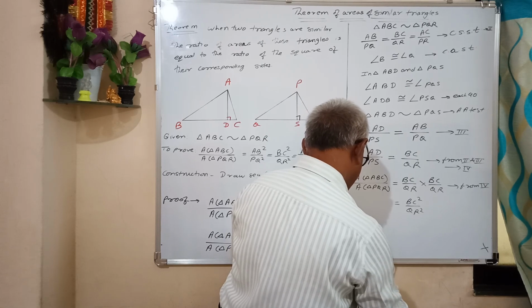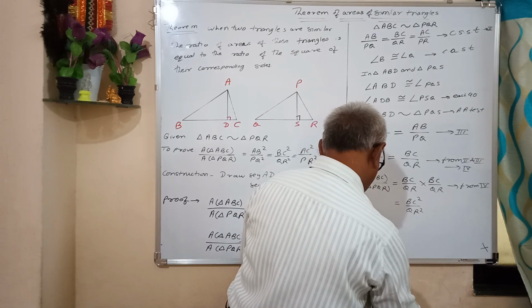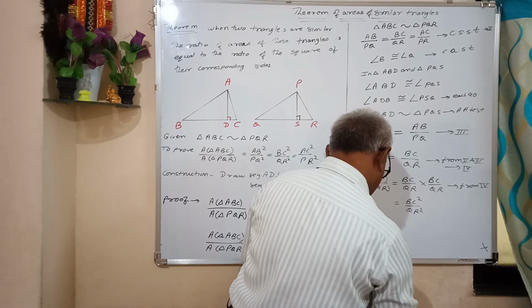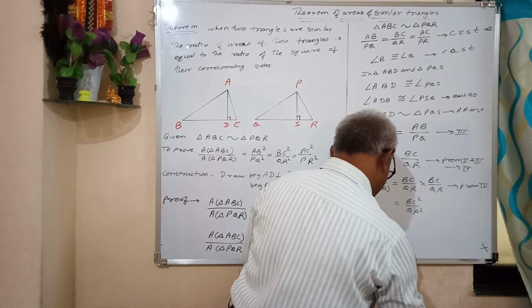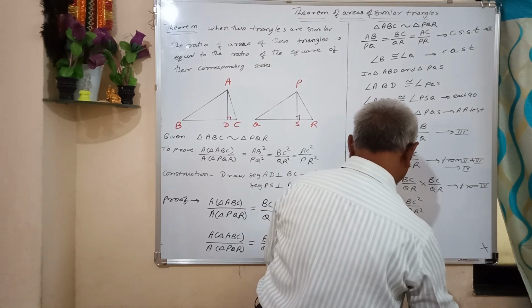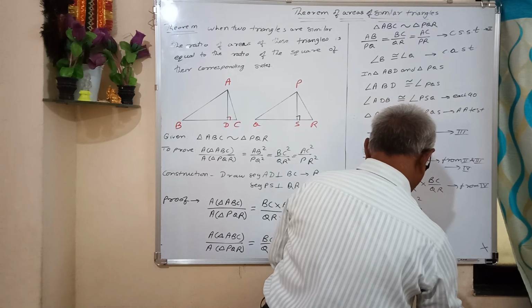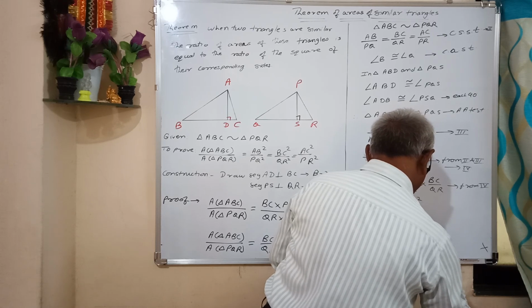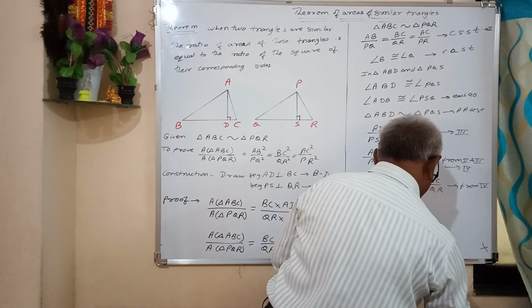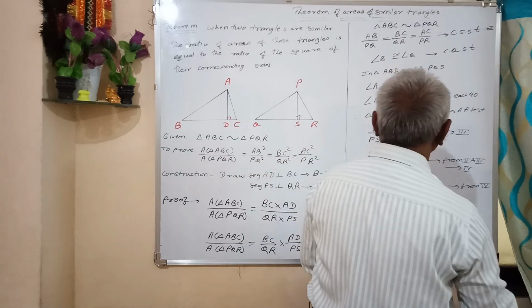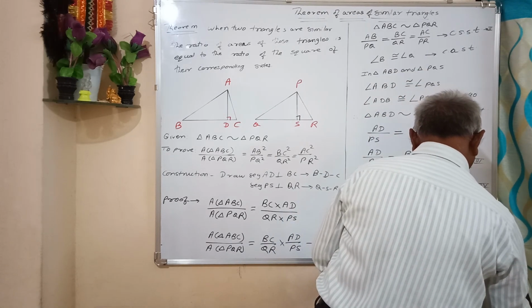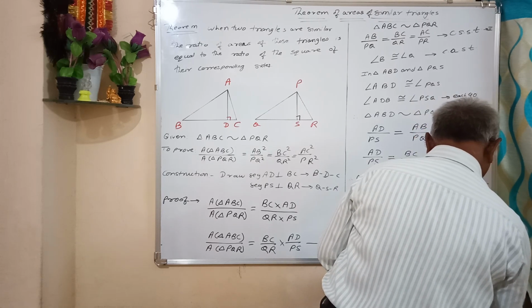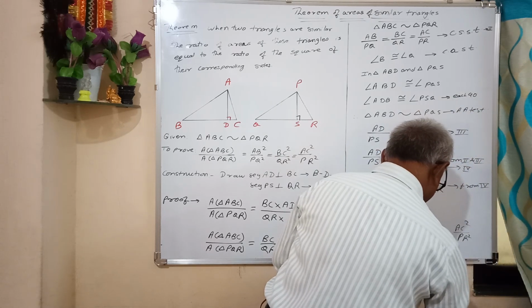Similarly, we can show that area of triangle ABC upon area of triangle PQR is equal to AB square upon PQ square is equal to BC square upon QR square is equal to AC square upon PR square, which is true.